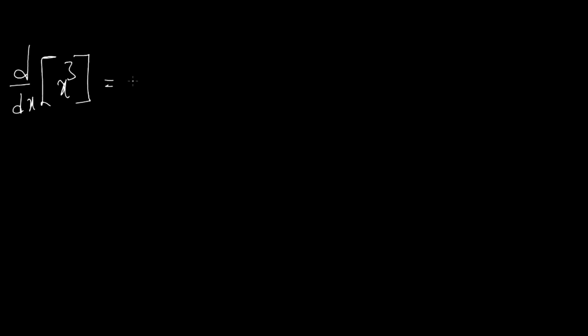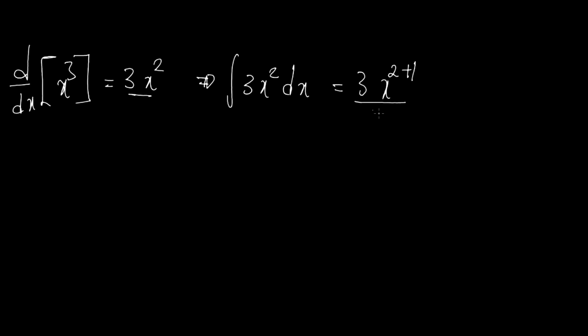So now the derivative of x cubed is 3x squared. And when you integrate this function, it's 3x squared dx. So applying the power rule in integration, you have 3x exponent 2 plus 1 divided by 3 plus c. So this one and this one will cancel each other, and you'll have x cubed plus c.